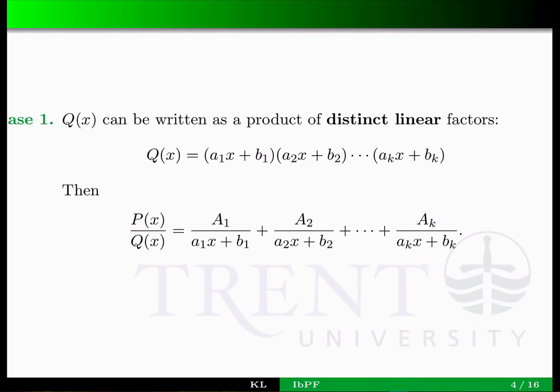Meaning you can decompose your p of x over q of x into a sum of fractions with linear denominators. The numerator here, notice there is no variable. The numerators, capital A1, capital A2, until capital Ak, they are all constants. They are just numbers, no variable.